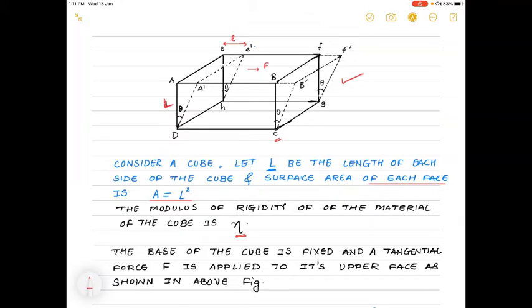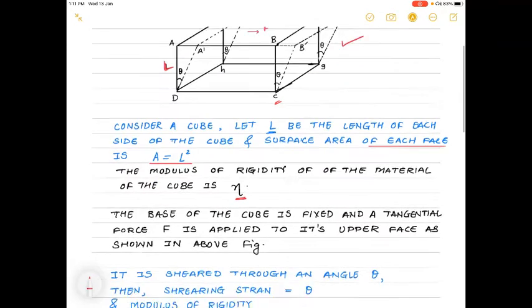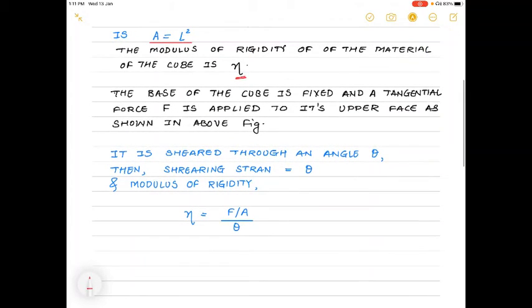Now this L is the length of each side of the cube, and small l is the displacement of the points on the upper surface of the cube due to the tangential force F which is applied on it. Theta is the angle made by the upper surface with the fixed surface. Now it is sheared through an angle theta. Then shearing strain, as we have defined earlier, is equal to theta, and modulus of rigidity becomes F by A, that is force per unit area, divided by theta.